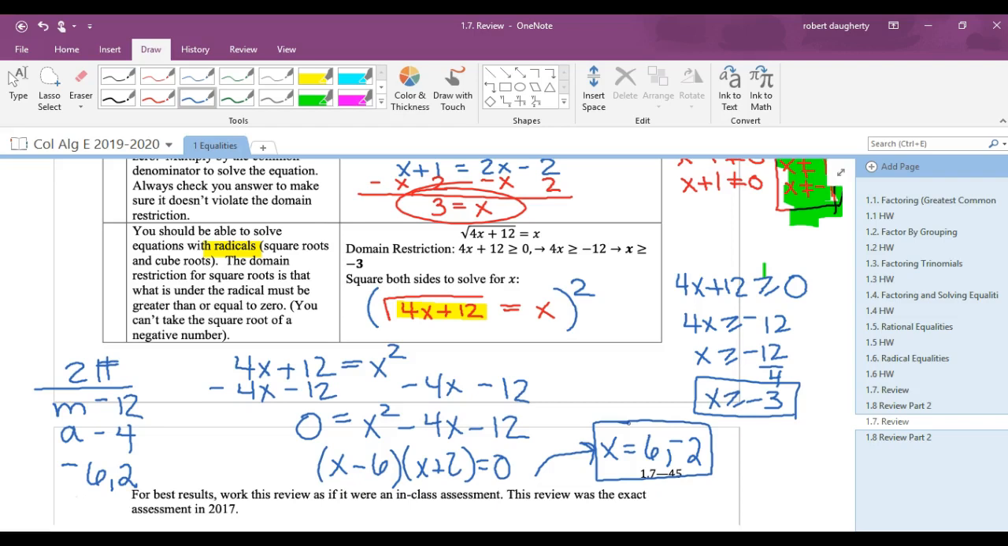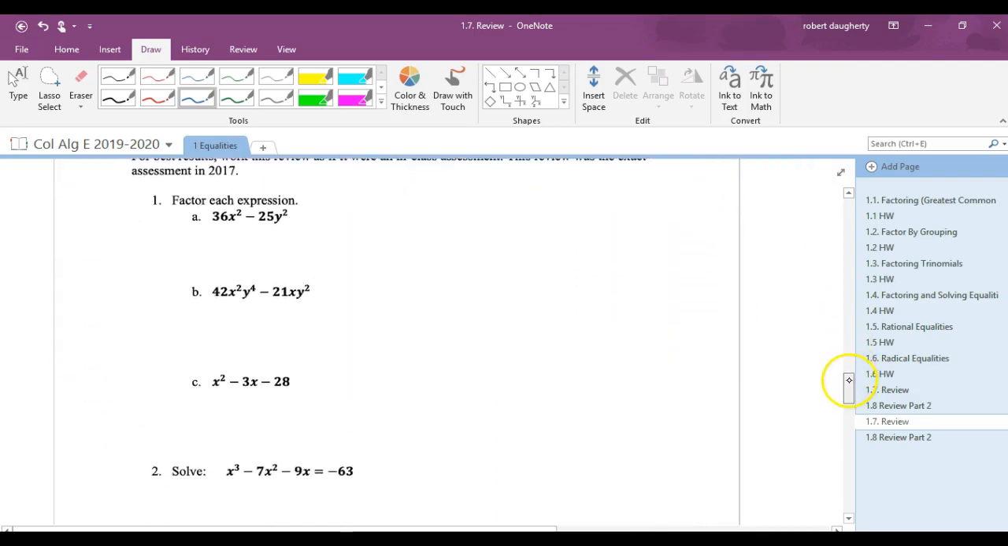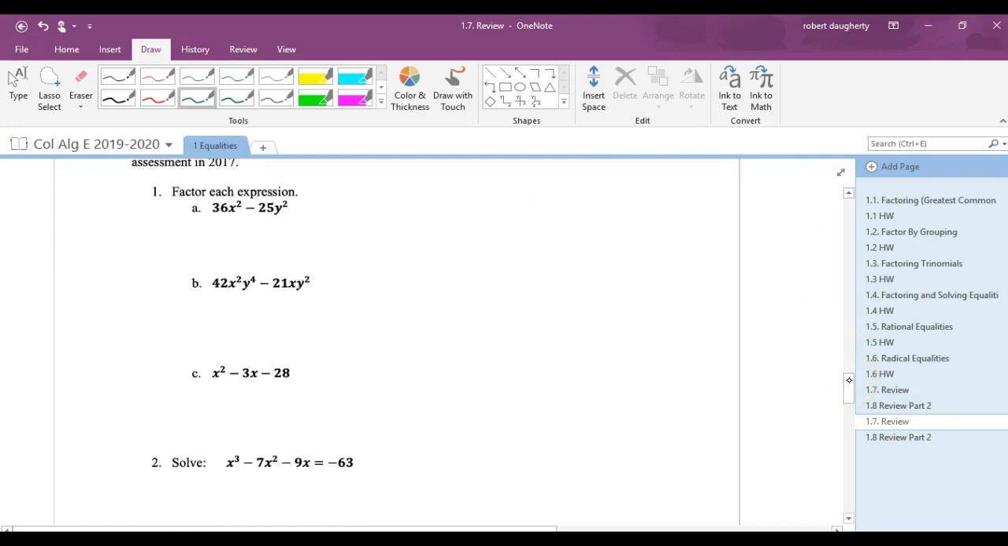The other way to check this is I can take both of these numbers, plug them in the original equation and see if that gives me a true statement. Now, those are just a review. What you see next is me working through what was a sample test.